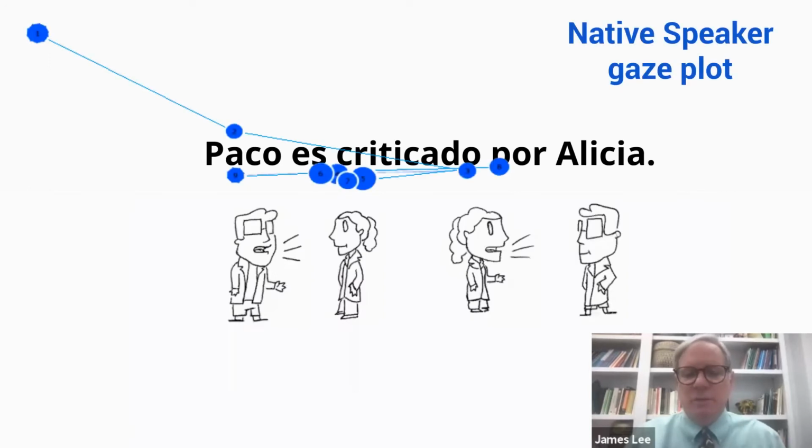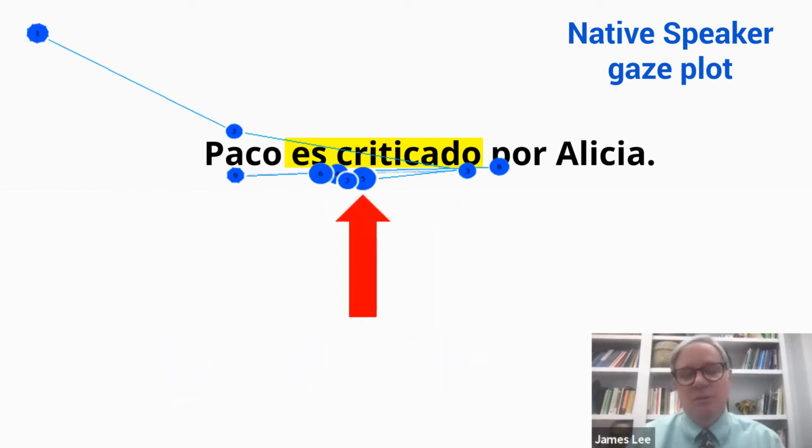This is a native speaker of Spanish reading the sentence, Paco es criticado por Alicia. So in our research, the participant reads the sentence and then shows their interpretation by selecting one of two pictures. What you should immediately see when you look at the gaze plot is that the native speaker allocates most of their visual attention on the verb form, es criticado. There are two fixations on Paco, the person that's being criticized. And for this native speaker, there is no direct allocation of attention on Alicia, the person who is doing the criticizing.